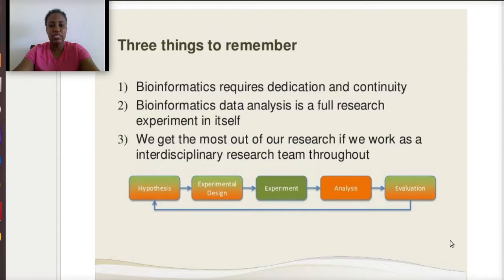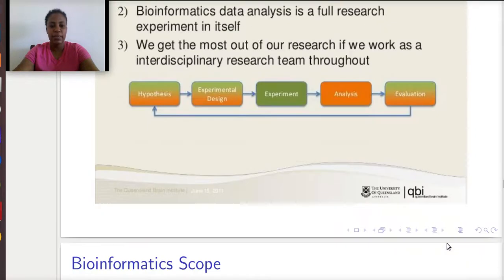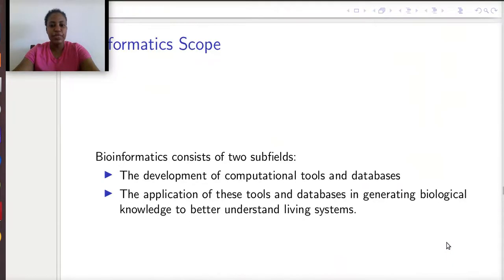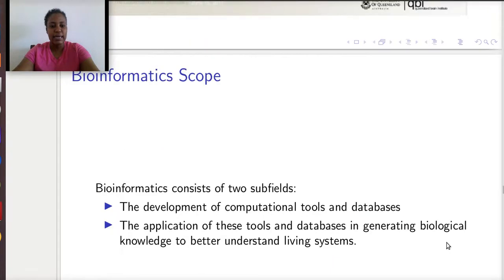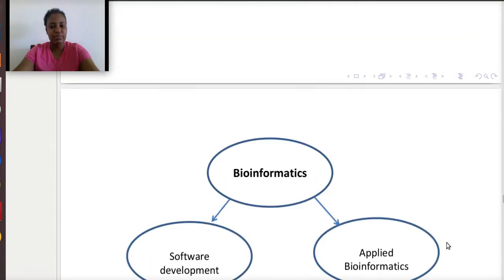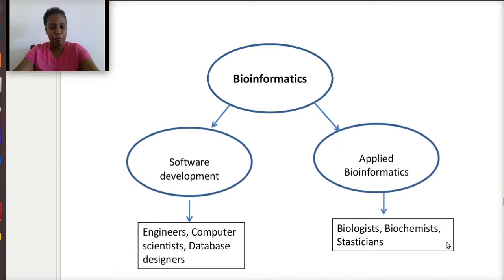We get the most out of our research work if we work as an interdisciplinary research team throughout. So the scope of bioinformatics mainly deals with the development of computational tools and databases, and the application of these tools and databases in generating biological knowledge to better understand living systems. So based on that scope, we have software development and applied bioinformatics.